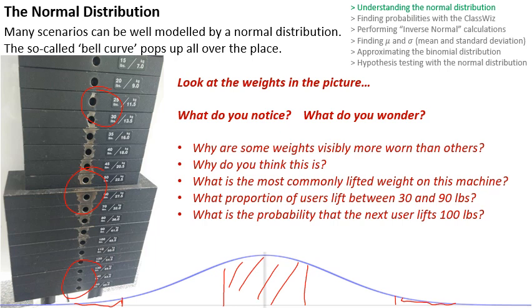And yet there seems to be a reasonable amount of symmetry in this particular picture as well. We're seeing that the number of people who lift more than 90 pounds is probably similar to the number of people who lift less than 30 pounds. You might make some kind of estimate about what proportions are involved.